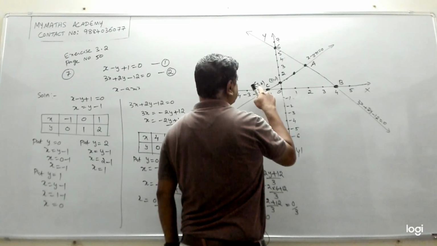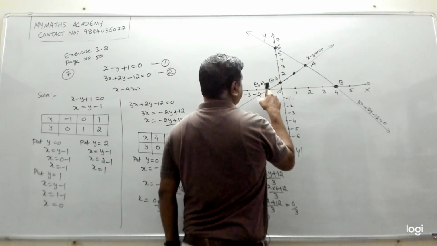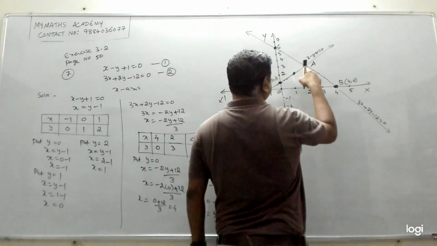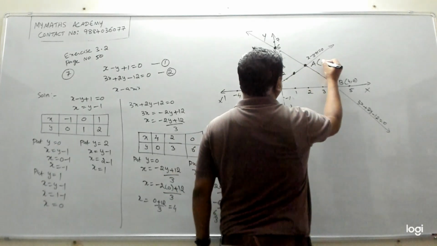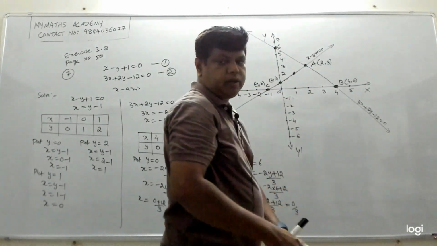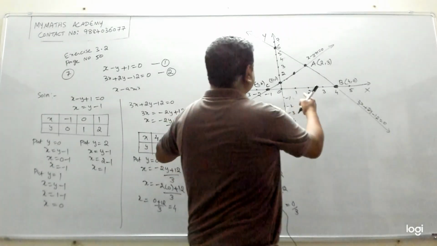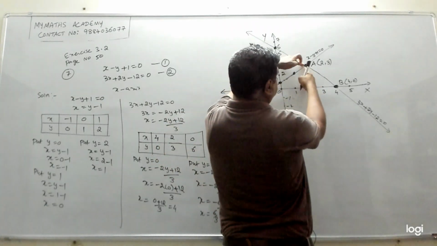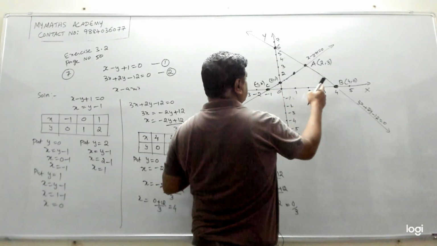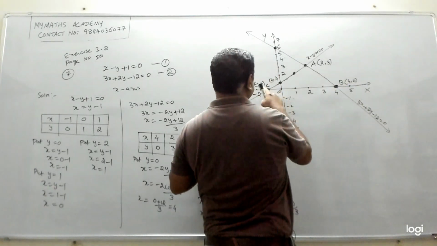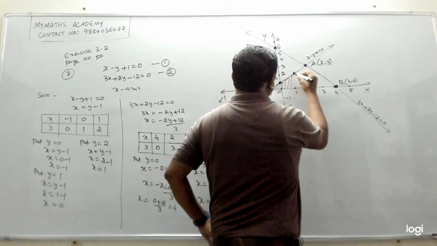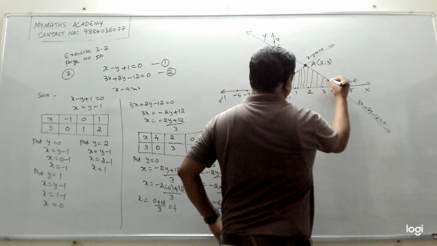What is this point? This point is minus 1 comma 0, which we have done. What is this point? This point is 4 comma 0. What is this point A? This point is 2 comma 3, because x is 2, y is 3. So we have found 3 points. A is 2 comma 3, B is 4 comma 0, C is minus 1 comma 0. And we have to shade the triangular region. We have to shade like this in the graph sheet.